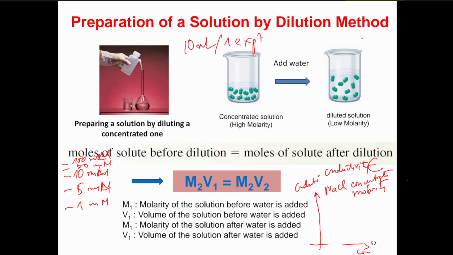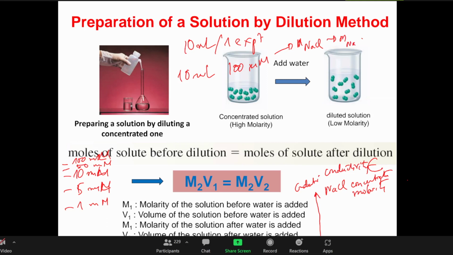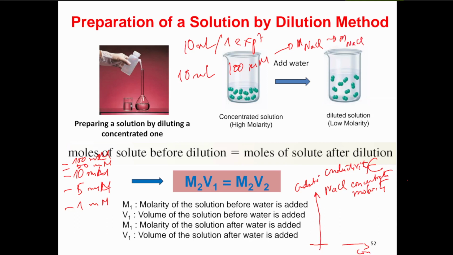So first you prepare 10 milliliter of 100 millimolar. To do so, you calculate the amount of sodium chloride in terms of mole, and then you calculate the mass of sodium chloride that you need, and then you weigh. You do the weighing of this mass, you disperse in 10 milliliter of the water, so you have this solution.